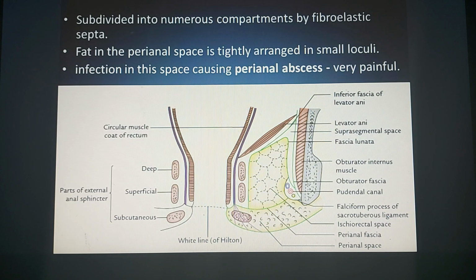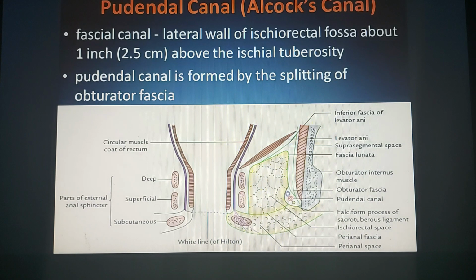It is subdivided into numerous compartments by fibroelastic septa. Fat in the perianal space is tightly arranged in small loculi. Infection in this space causes perianal abscess, which is very painful. So this is about the perianal space.